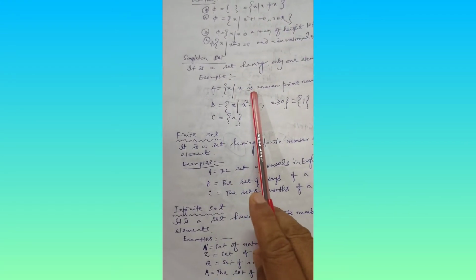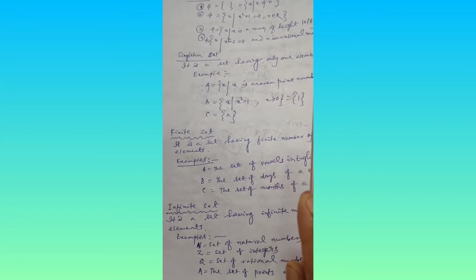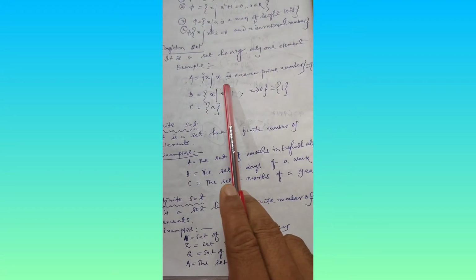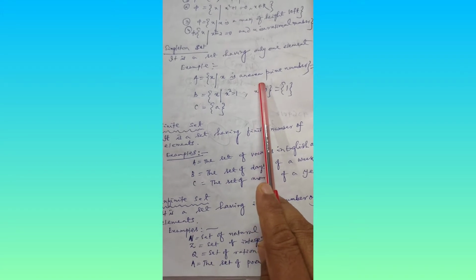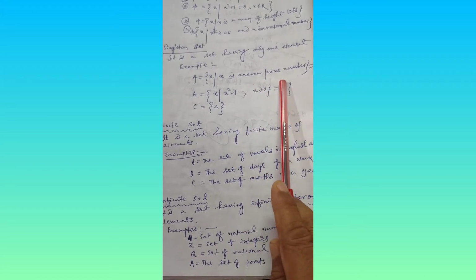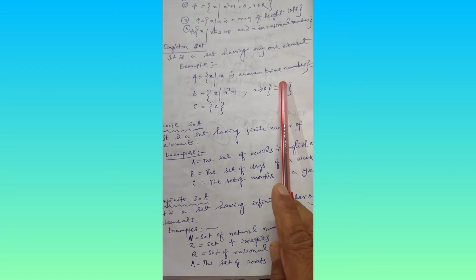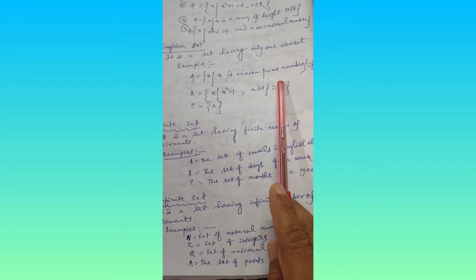Another kind of set is singleton set. Singleton set is a set having only one element. For example, we consider the set of all x so that x is an even prime number. It has only one element, 2. Therefore, it is a singleton set.